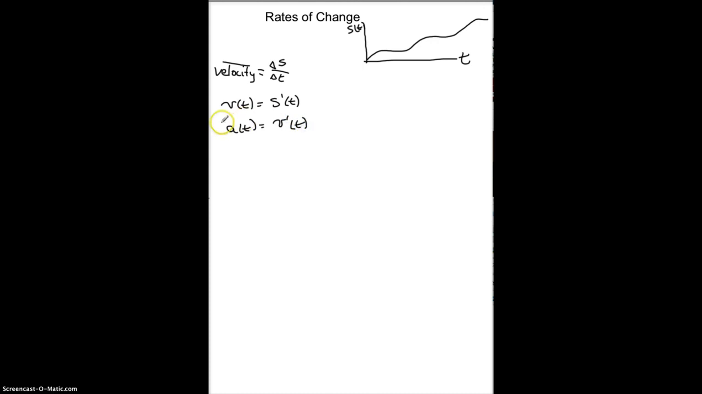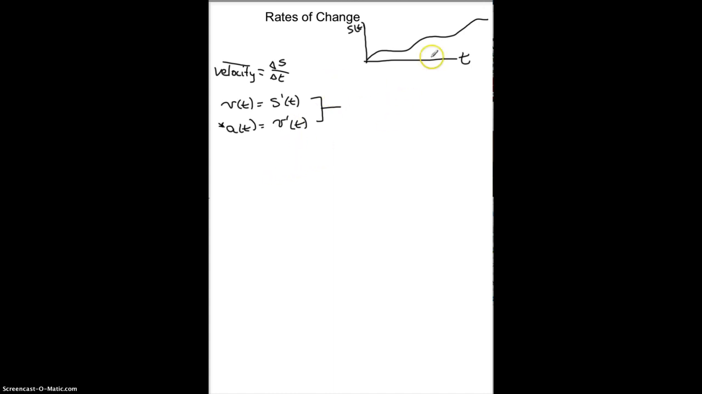Now, this is a bit more than you're going to do in physics. You're going to probably only deal with constant accelerations, but anyway, this is kind of cool. So velocity is the derivative of position, and acceleration is the derivative of velocity. We'll do a bit in class with relating what all of these graphs look like.